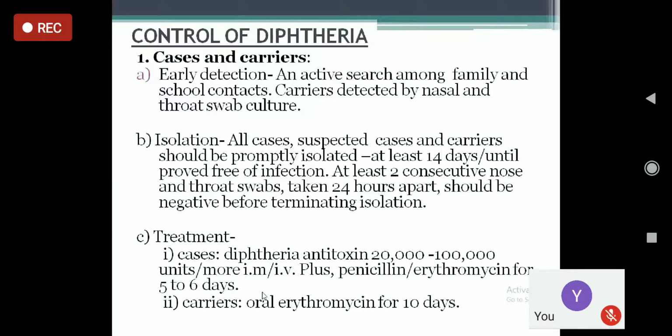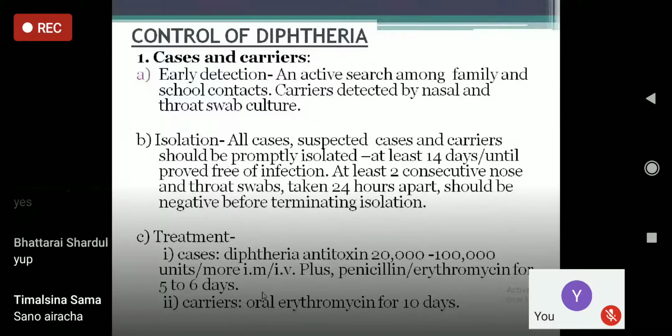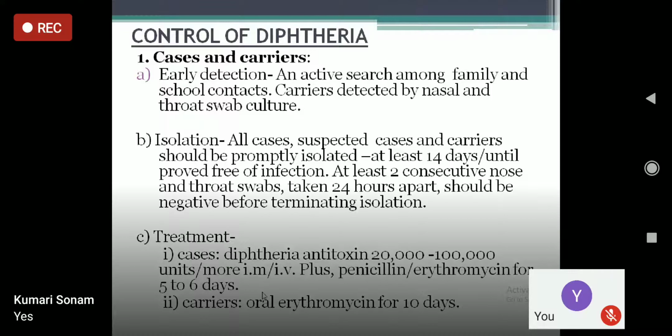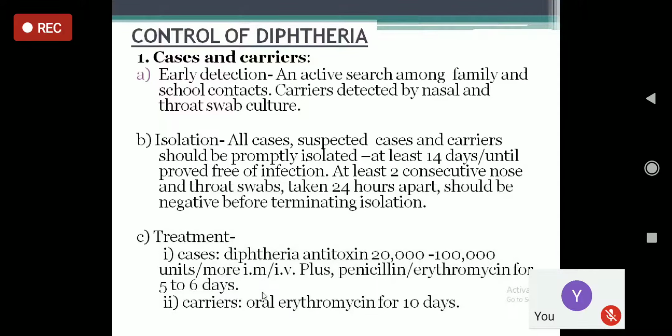So here in diphtheria, all cases, and even suspected cases, and carriers also, should be isolated. They should be kept in one place, preferably in hospital, at least for 14 days or until proved free of infection. At least two consecutive nose and throat swabs taken 24 hours apart should be negative before terminating isolation.